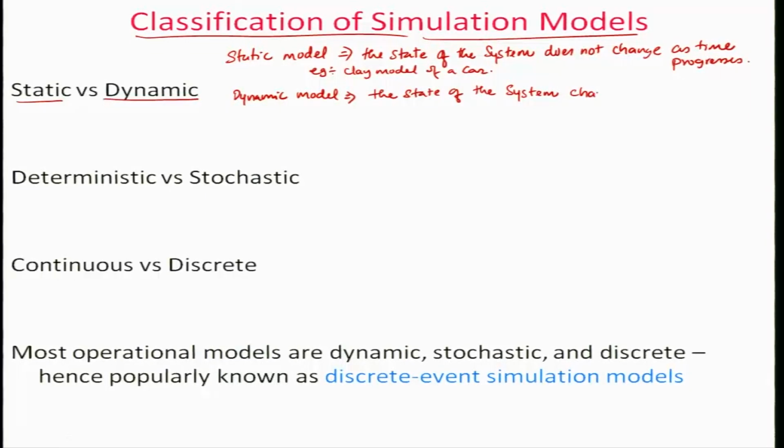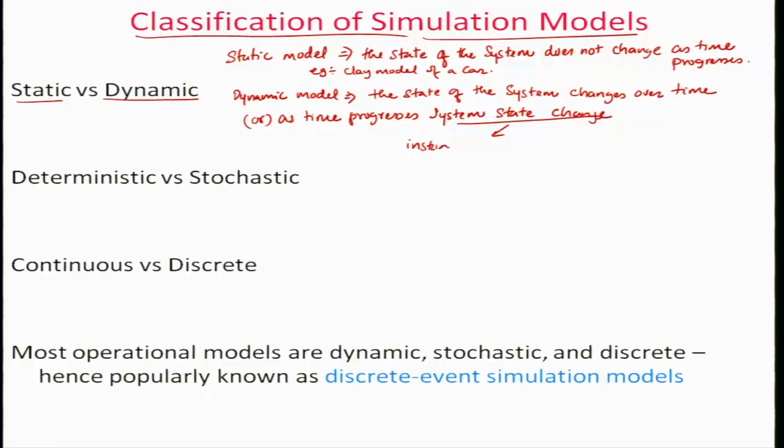Dynamic model, on the other hand, means the state of the system changes over time, or as time progresses, the system state changes. This change can be either instantaneous or it can be continuous. It does not matter. The important thing is, as time progresses, the state of the system changes. That is the most important.